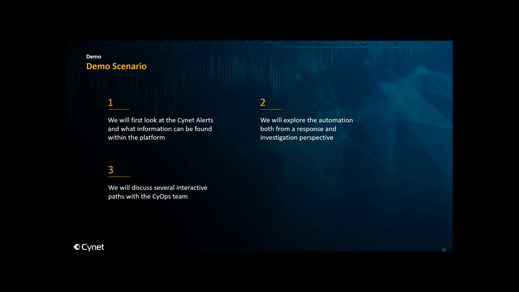We're also going to be exploring a little bit of the automation capabilities from a response and investigation perspective as well. And finally, how the CyOps team interacts with everything and how they can help, the recommendations they'll make, different use cases, and some of their capabilities. We'll focus on some real live alerts. In this specific instance, we're going to be talking about Emotet.